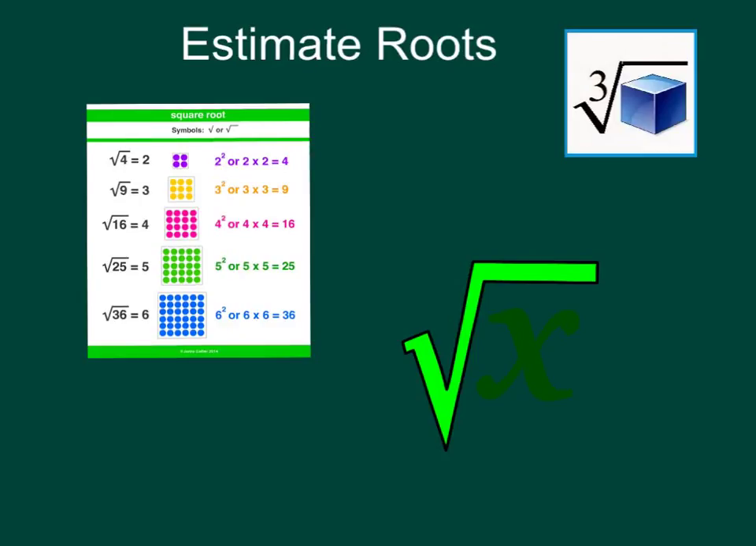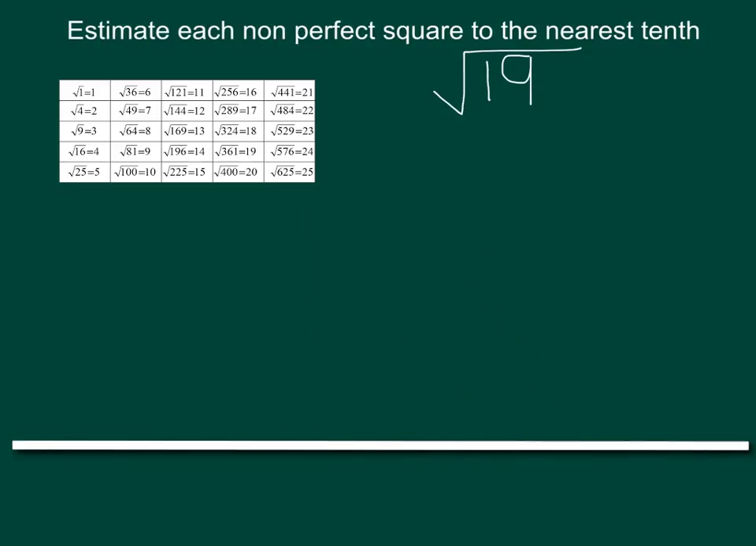In this lesson we will be learning about estimating roots. We are going to estimate the square root of 19. What would that be to the nearest tenth? First, you really want your list of perfect squares out so that you can narrow it down to which two integers it would be in between.